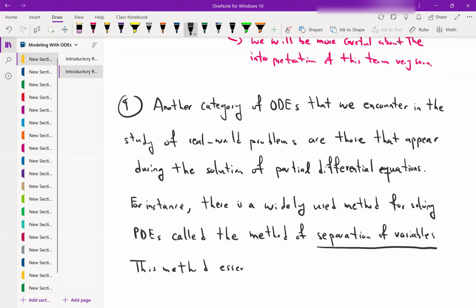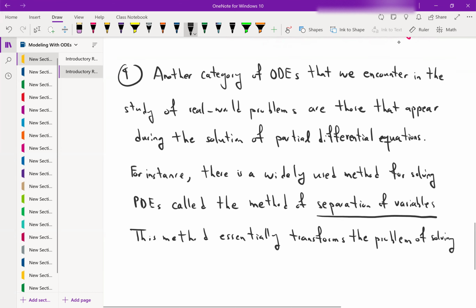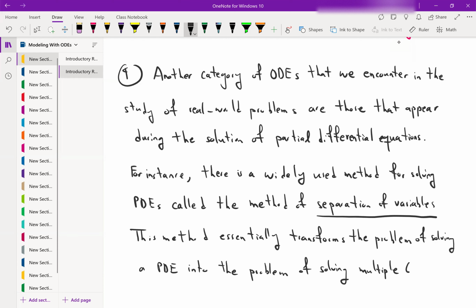This method essentially transforms the problem of solving a PDE into the problem of solving multiple ODEs.